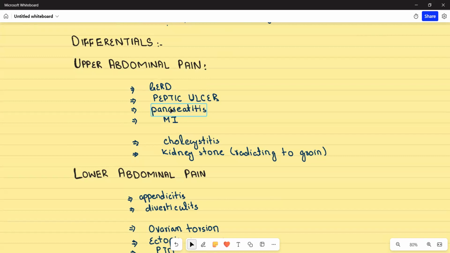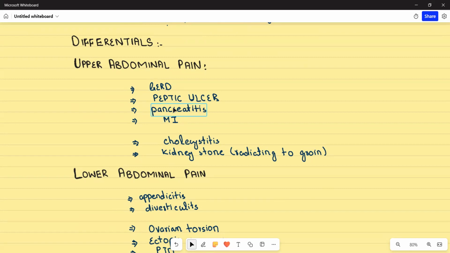Pancreatitis will present with epigastric pain again, and there may be a history of excessive alcohol consumption or the presence of gallstones, and the pain will increase on leaning backward and will be relieved on leaning forward. So pancreatitis again will present with epigastric pain, and myocardial infarction can also present with epigastric pain. So keep an eye on the ECG as well when the patient presents with upper abdominal pain, particularly epigastric pain.